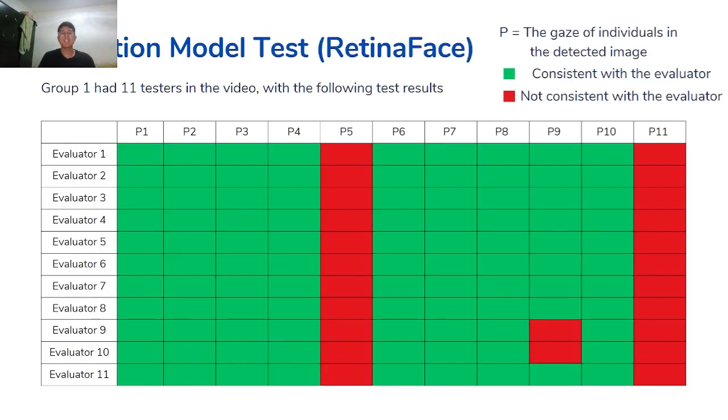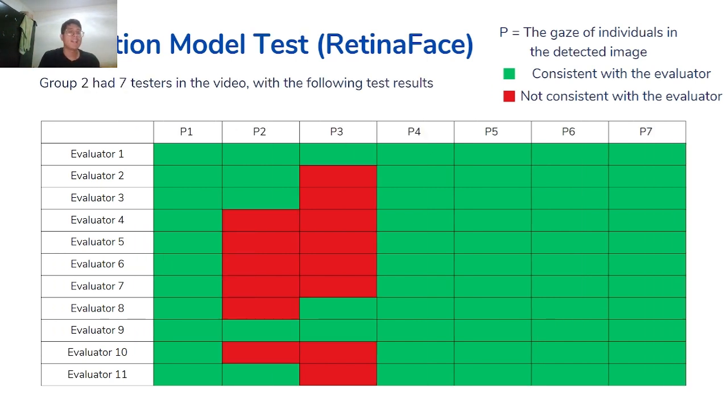In testing the attention model using RetinaFace, we evaluated with two groups. I clarify that green indicates that the system prediction aligns with the evaluator, and red indicates it did not. We used 11 evaluators in this test. This is the test result of group 1, and this is the test result of group 2. Okay, that is all about our project. Thank you.